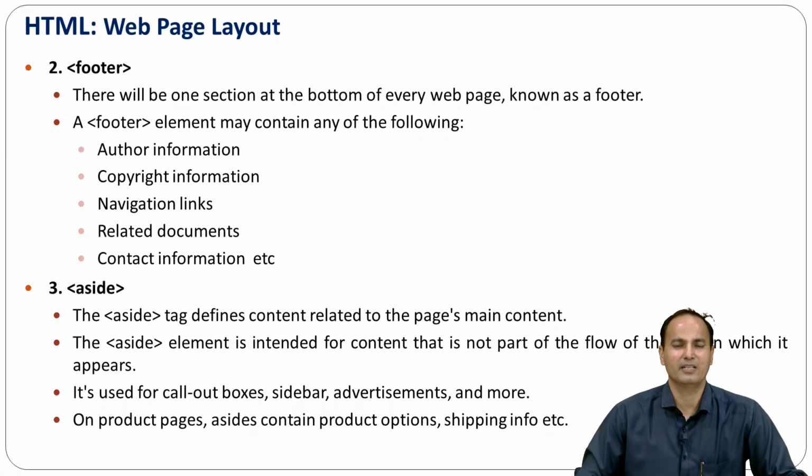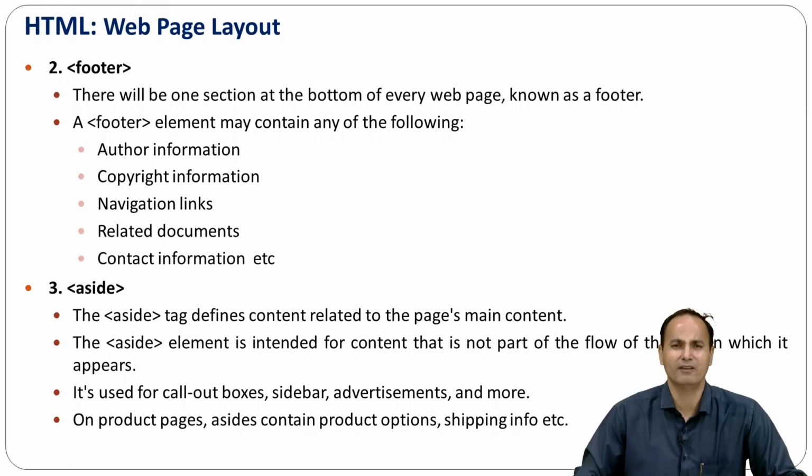Then the next element is footer. There will be one section at the bottom of every web page that is known as the footer. A footer element may contain any of the following: author information, copyright information, navigation links, related documents, contact information, etc.